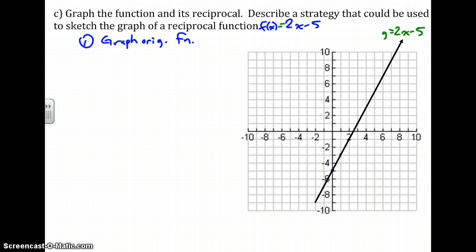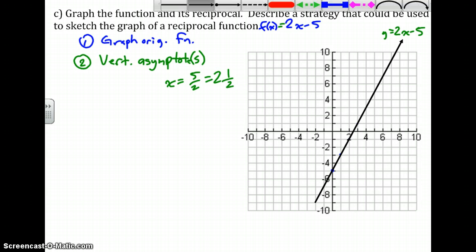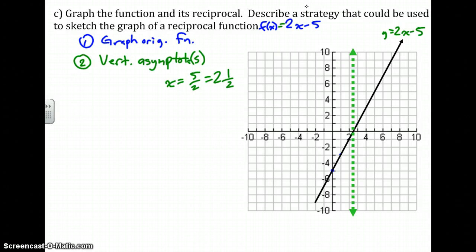Okay, so now to draw the reciprocal of it. That's the first function, now we want the reciprocal. Well, we should actually start with our vertical asymptotes. And there could be one or two of those, or three, there could be multiple ones. Okay, if we go back to the previous slide, we knew that our vertical asymptote was at x equals 5 over 2, which is actually 2.5. So that means we've got a line at x equals 2.5 that the graph isn't going to touch.